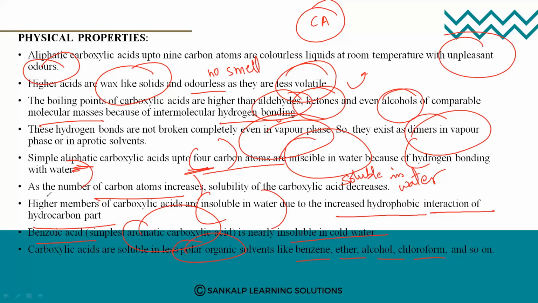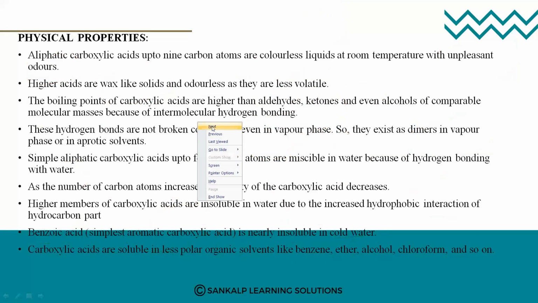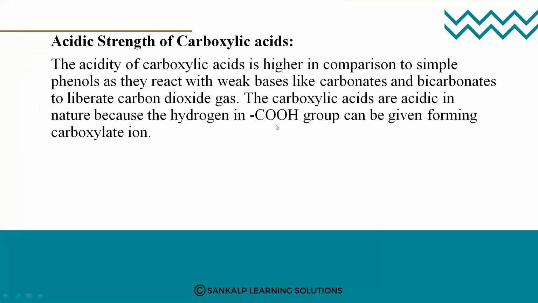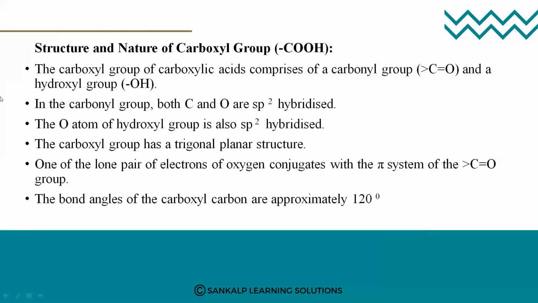So these were some of the physical properties of carboxylic acids. Next is the structure of the carboxyl group, that is the COOH group. The carboxyl group of carboxylic acid comprises a carbonyl group. So you know how the structure is. In the structure, one is the carbonyl group and one is the OH group, that is a hydroxyl group.